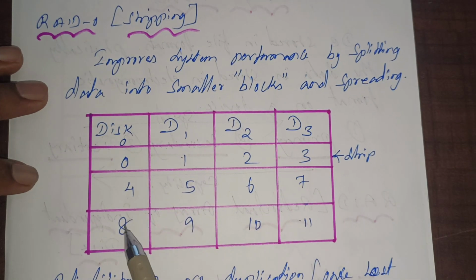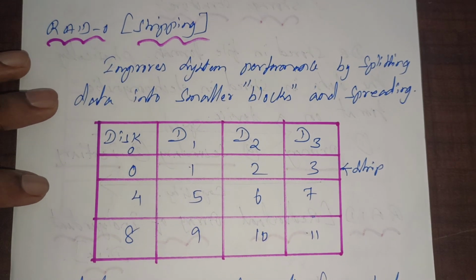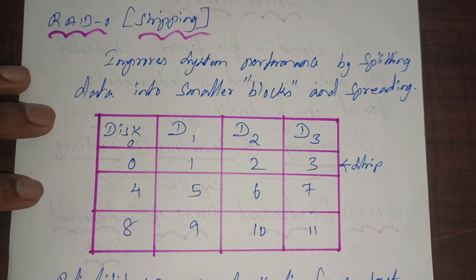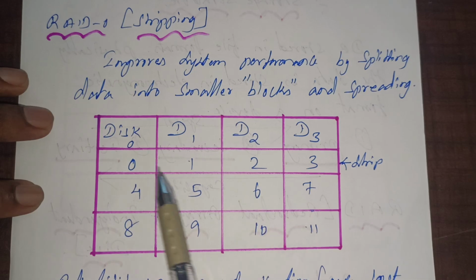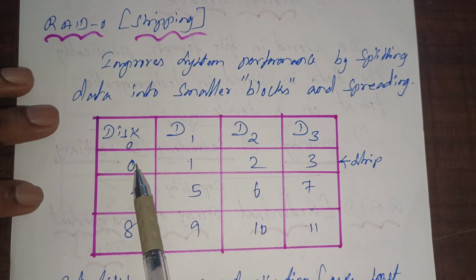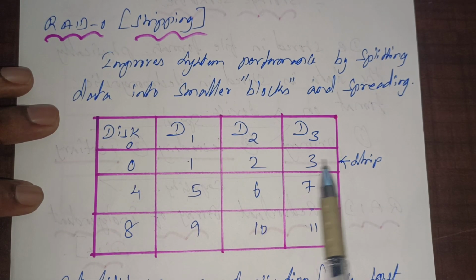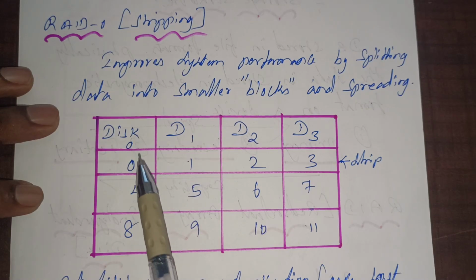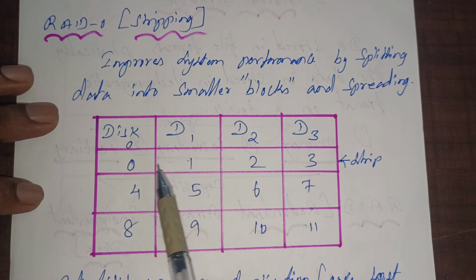4, 5, 6, 7, 8, 9, 10, 11. Assume that these are all the data. It enhances the data speed by read and write operation. Here you can see if you want to access 0, that is in disk 0. If you want to access 4, that is in disk 4. So each and every data is separated.